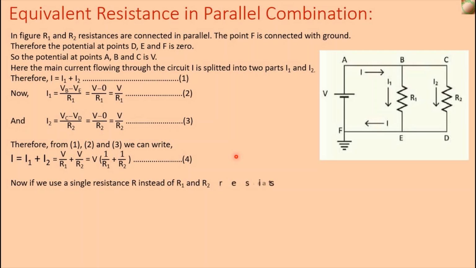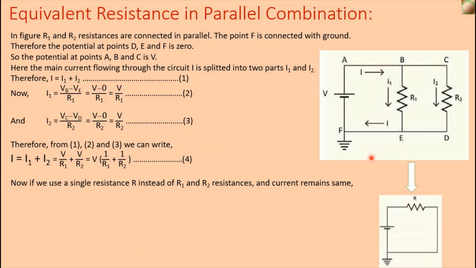Now if we use a single resistance R instead of the resistances R1 and R2, and the current remains the same, that is, we use a single resistance instead of these two resistances R1 and R2, and the current flowing through the circuit, I, will remain the same. That is this circuit. Now here, instead of R1 and R2, R is used, and therefore the current flowing through this circuit, I, is equal to V divided by R.